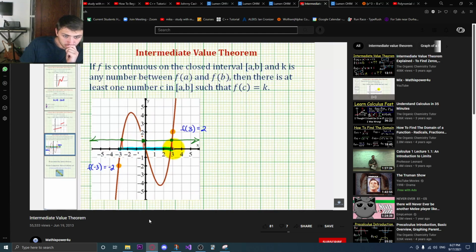And these x values are guaranteed by the intermediate value theorem as long as the function is continuous on the closed interval from a to b, or in our case from -3 to 3.